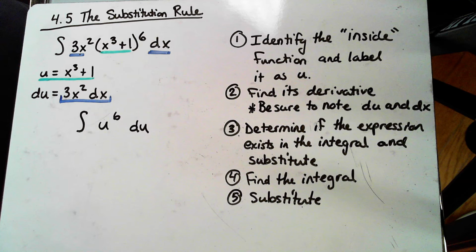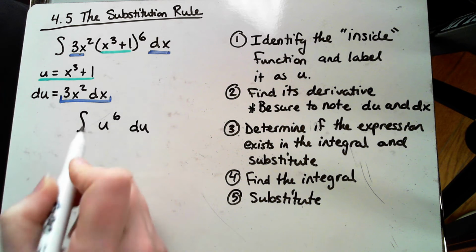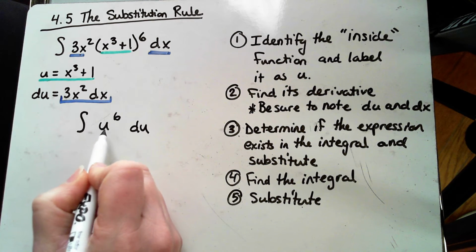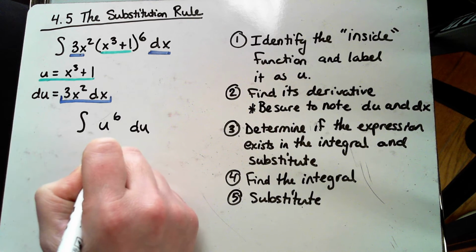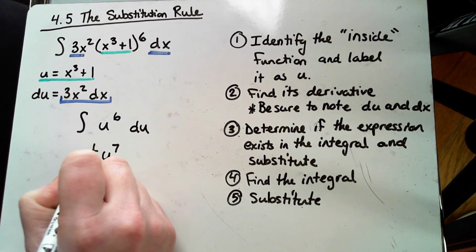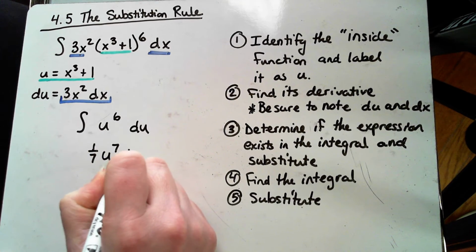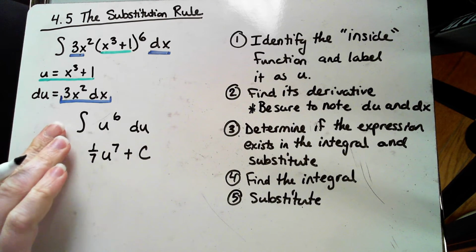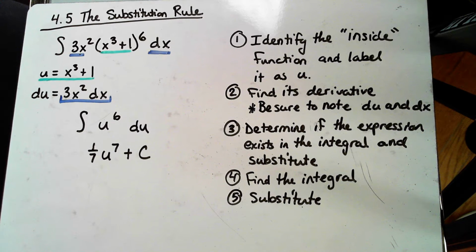Now, this is an integral that we can find pretty easily. Okay, we just use the power rule. I'll go up by 1 on the 6 to get a 7. And then remember, we divide by this new exponent. And don't forget the plus c because this is an indefinite integral. We need the plus c.